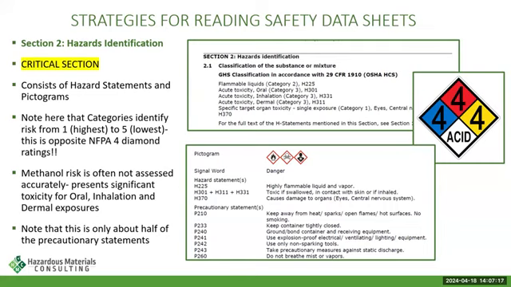Okay, next thing, section 2, hazards identification. This is the one that I start with. This is the section that's really critical in my opinion. It's going to list for you all the hazard statements. It's going to tell you if a signal word applies to this particular chemical. Signal word being danger or warning. And remember, danger is the worst one. It's also going to have the pictograms on it, and it's going to have all of these hazard statements.